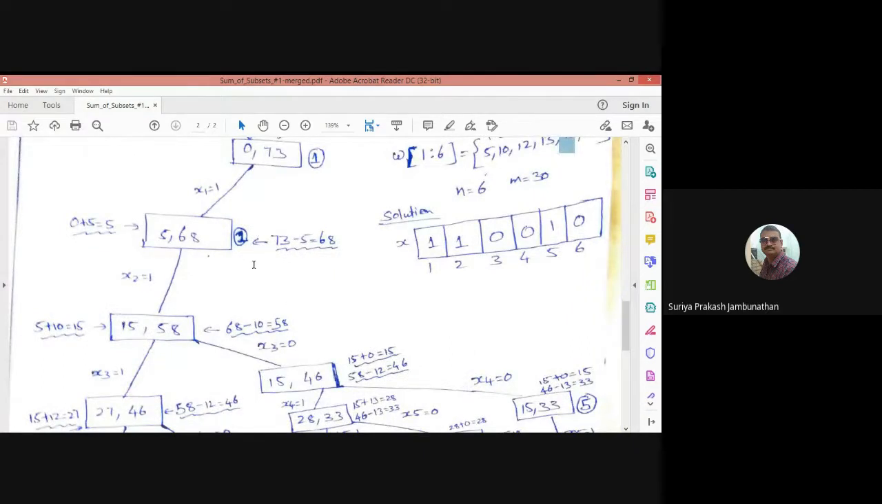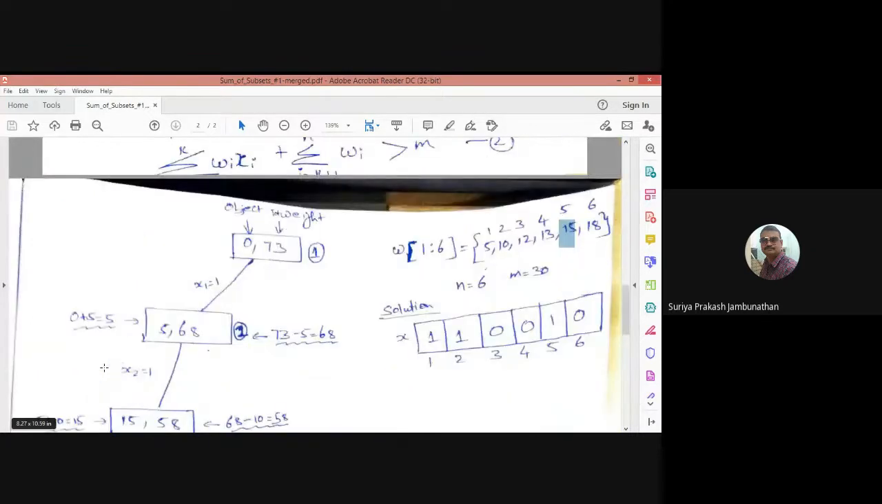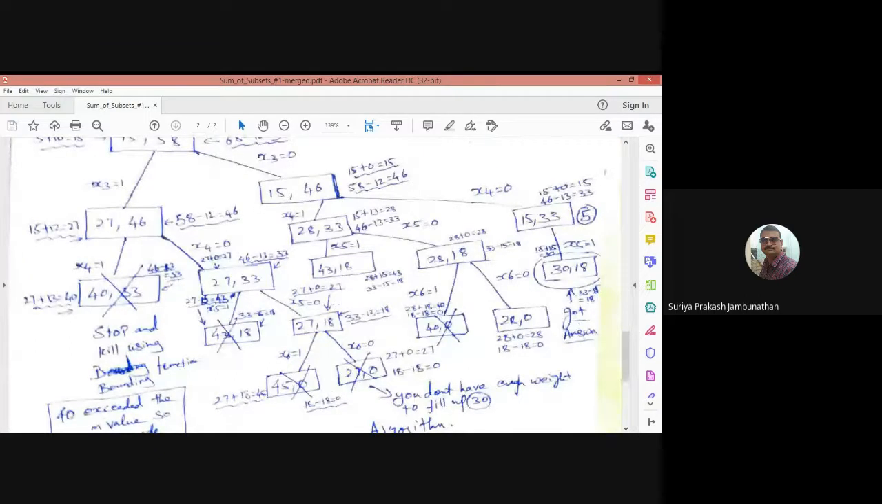So we have to plot the tree, and according to the values we have to expand the tree. When we reach a node, if the node's value is greater than the m value, then we have to kill the node. And if the node value we have is less, here we get 27 and here we get 28, if it is less and with that particular value we are not able to reach the goal, those nodes also we have to kill.